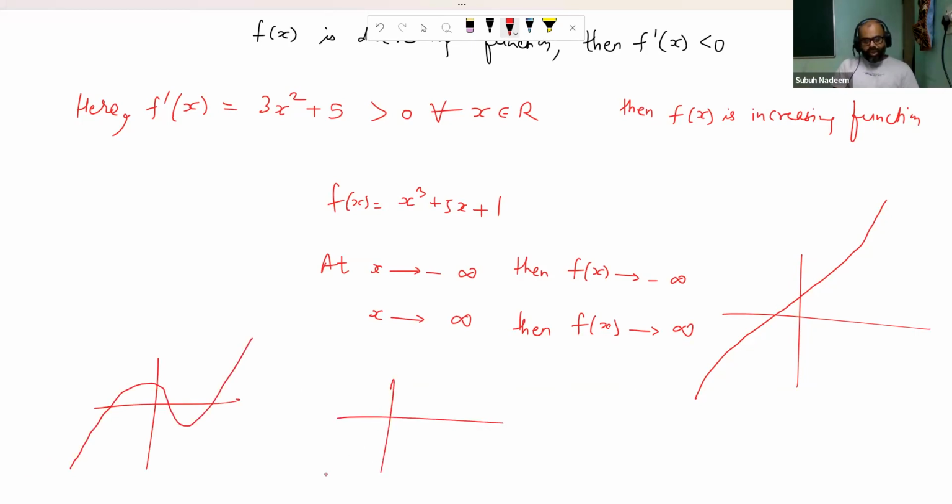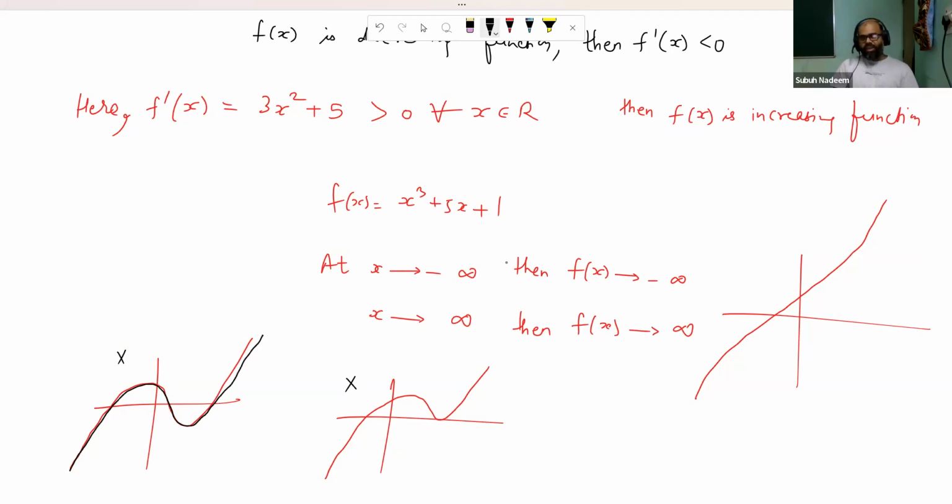It could be a function like this, just touching it. And it could be a function, this, which I have drawn first. But these two cases are not acceptable. Why are these two cases not acceptable? Because in both of these cases, the function is increasing, then decreasing, then increasing.